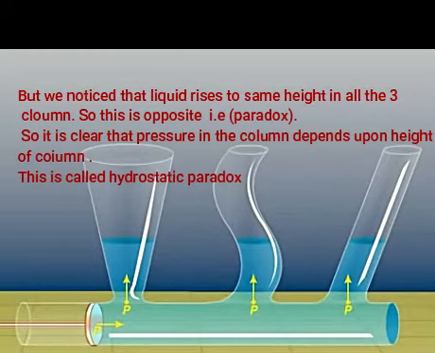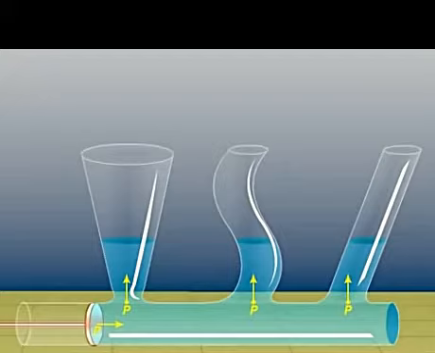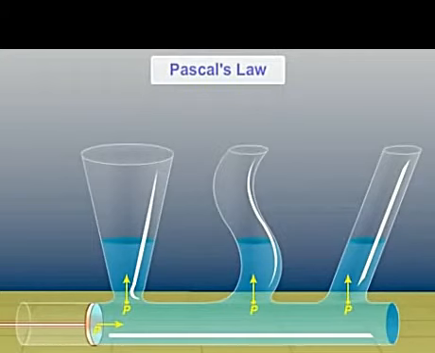So this is an opposite result, which is called a paradox. So it is clear that pressure in the column depends upon the height of the column. This is called the hydrostatic paradox.